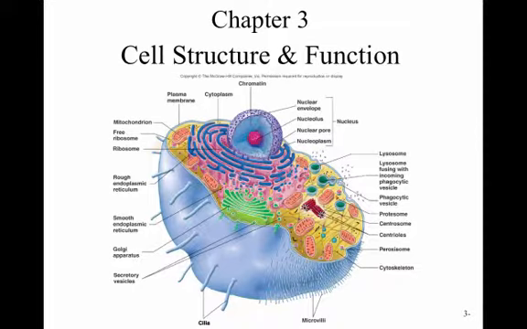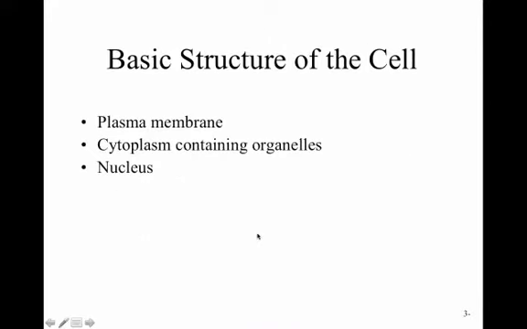Okay, this chapter is on cell structure and function, so hopefully you remember a lot of it from biology. Right? No chemistry stuff, just biology. So the basic structure of the cell, we have a plasma membrane, and they're made up of those phospholipids. And then there's the cytoplasm, which would be the fluid inside of the cell, and they would hold the organelles. And then there's the nucleus in the center of the cell.